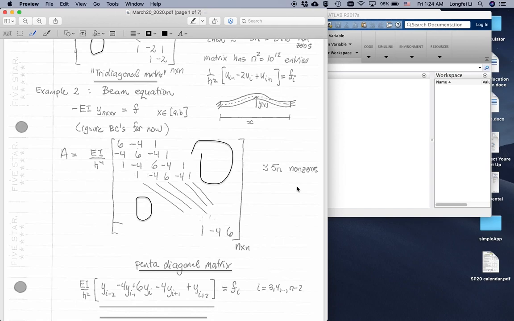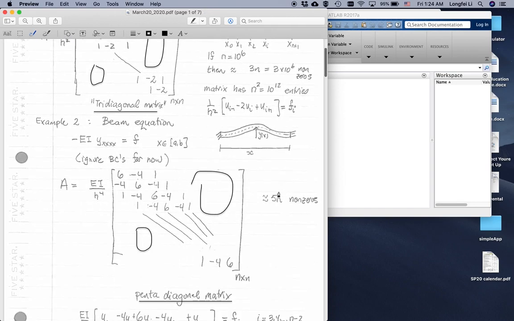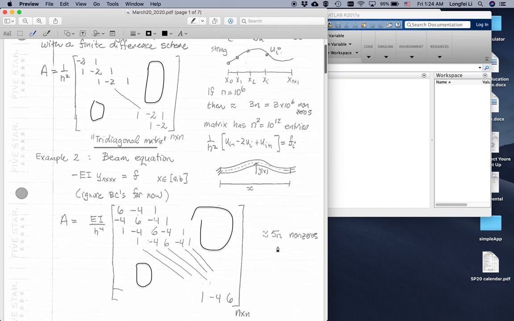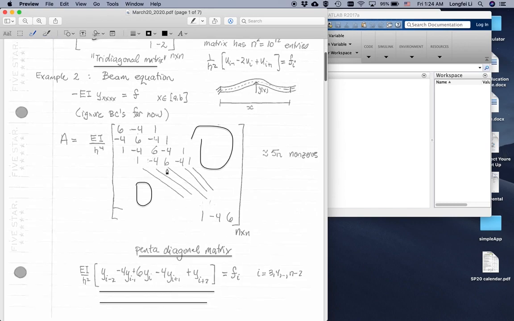If you look at it here, we have 5 non-zeros on each row. If we ignore the first 2 rows, for most of them we have 5 non-zeros on each row. So 5 non-zeros on each row, and we have n rows, therefore we have about 5n non-zeros in this matrix.